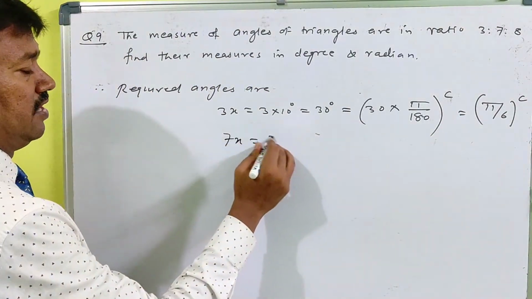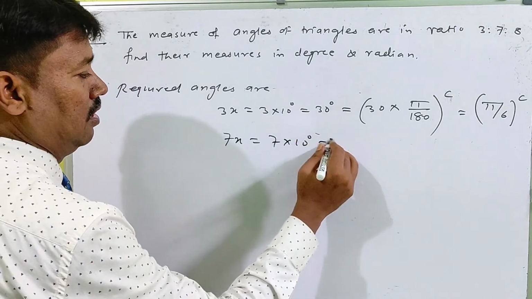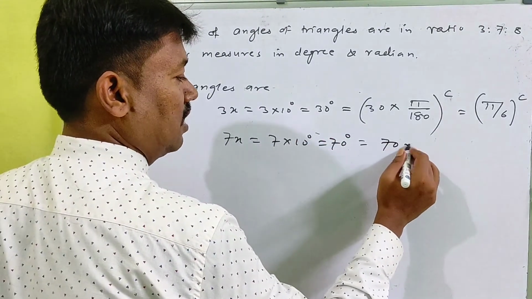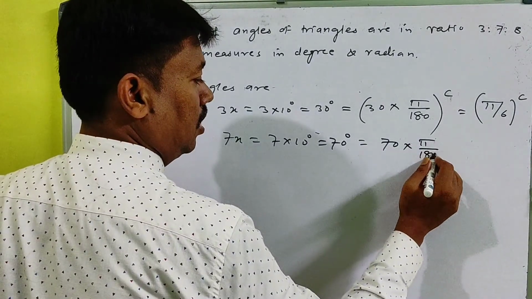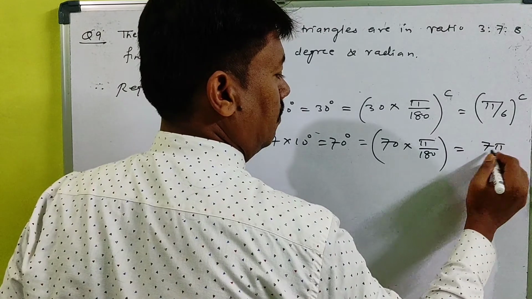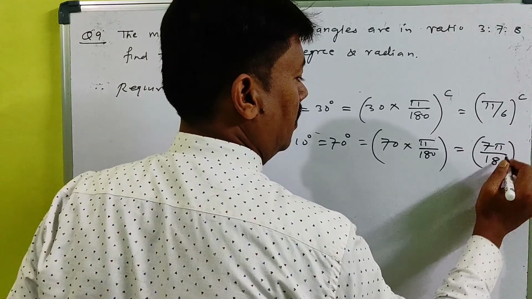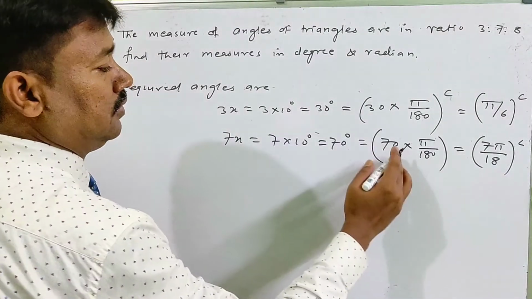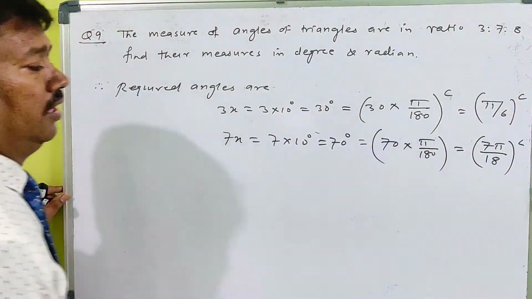Next 7x. So 7x matlab 7 into 10, which is 70 degree. 70 degree matlab 70 into pi upon 180. So that is nothing but 7 pi by 18 radian. Like this. 0, 0 cancel. 7 pi upon 18.